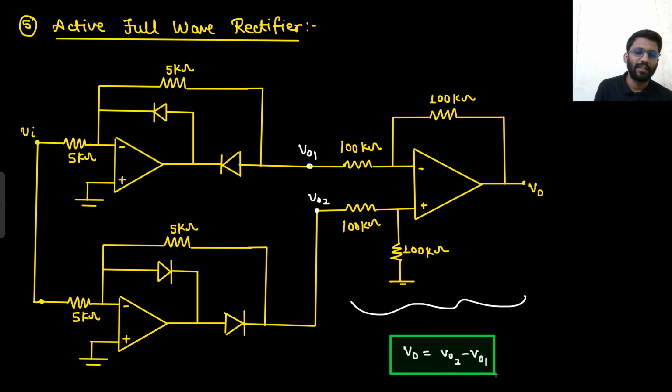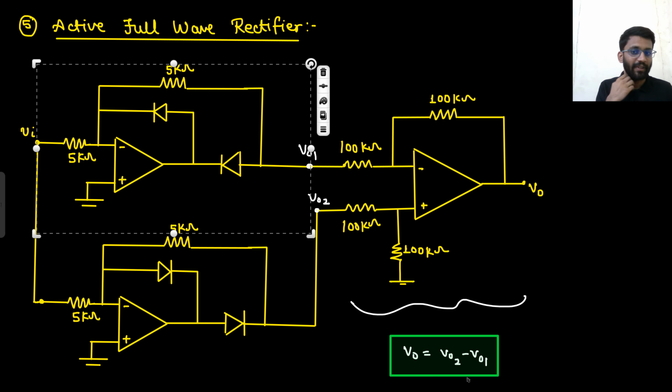So what I am going to do is find the transfer characteristics of V02 and the transfer characteristics of V01, and then I will subtract them. That's it, right? Okay, so let's find the transfer characteristics of V01. So I will pick this circuit.